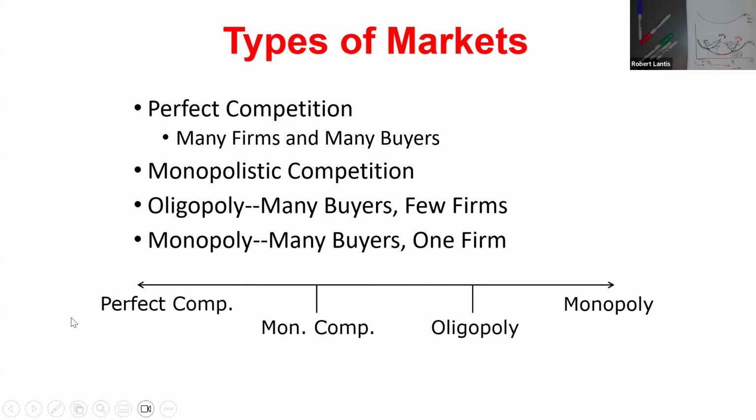So here, many buyers, many sellers. This is our perfectly competitive. A lot of competition. As we progress, we start to think about markets where we have many, many buyers. These monopolistically competitive markets are going to be closely related to perfectly competitive. We have many buyers, and we do have many sellers, but they don't quite sell the exact same product.